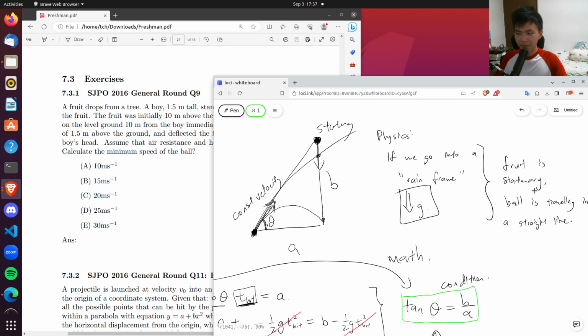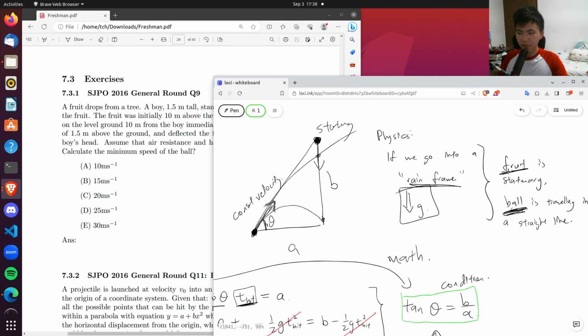And if the ball hits the fruit in the rain frame, then because physics must be consistent throughout all reference frames, whether the ball hits the fruit is independent of which reference frame you choose. Because of that, right?